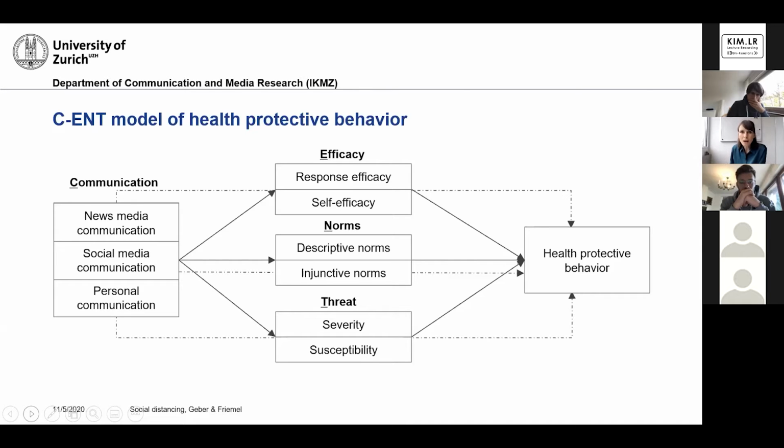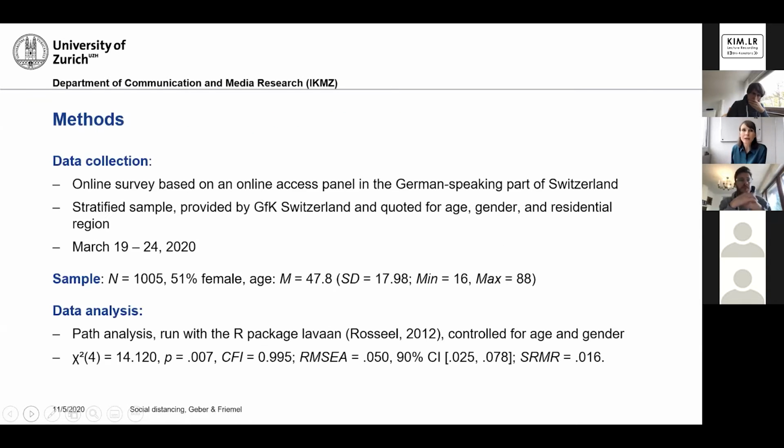To test our theoretical model, we conducted an online survey based on an online access panel in the German-speaking part of Switzerland. The sample was quoted for age, gender, and residential region. As I've already mentioned, we conducted the survey right after the lockdown, in the first week after the lockdown in Switzerland. We had 1,005 respondents, and based on this sample, we performed a structural equation model with the R package lavaan, and we controlled for age and gender. As you can see, the fit of the model is actually quite good.